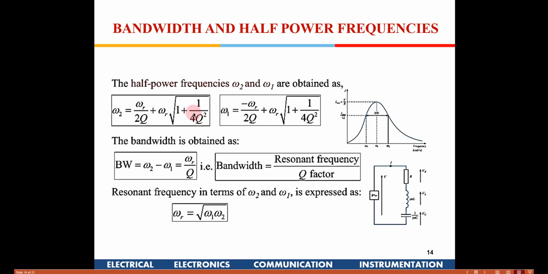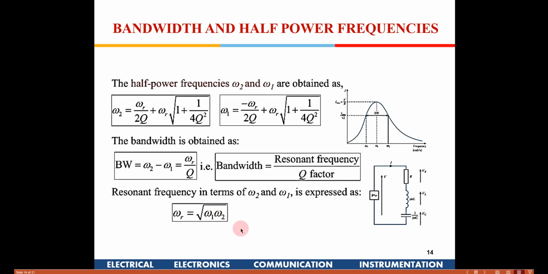Or alternatively, you can do one more thing. If the bandwidth is known and the center frequency is known, you can obtain the bandwidth as omega r by Q. Then omega r minus bandwidth by 2 will give you omega 1, and omega r plus bandwidth by 2 will give omega 2. So that way also you can compute.